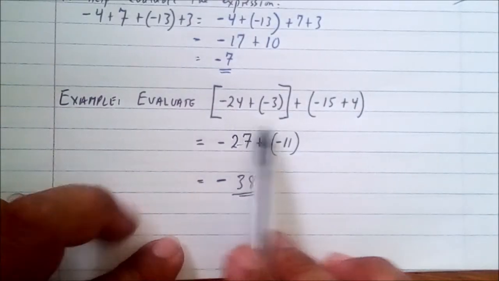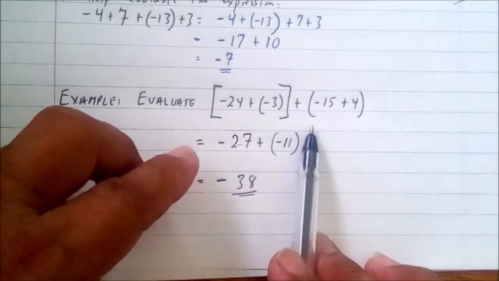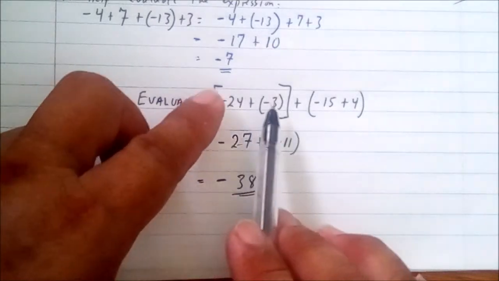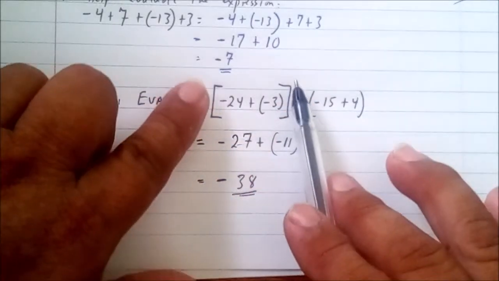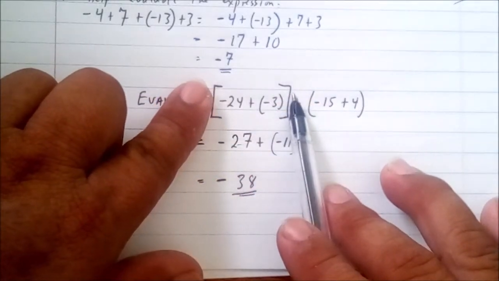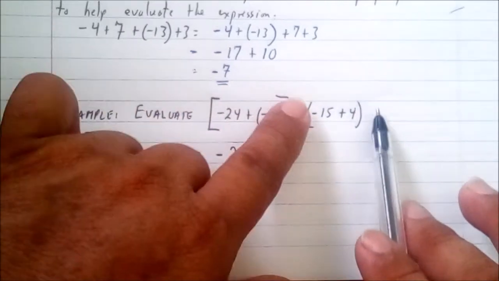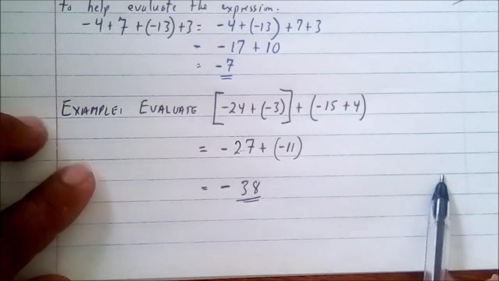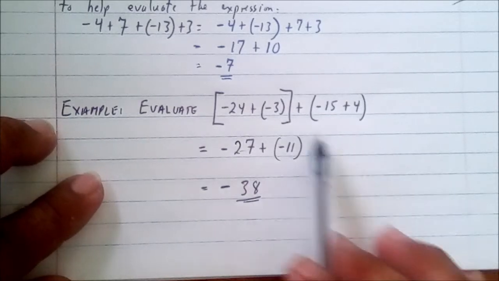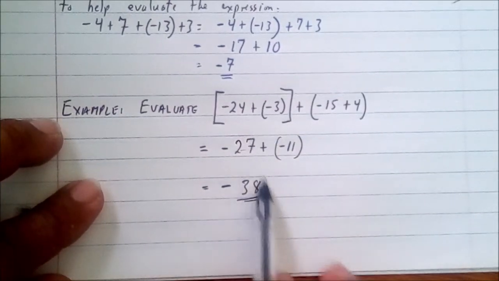So let me go over this one here. Add within each pair of grouping. This is a grouping, this is a grouping in this case. You can say it is the negatives within brackets, parentheses. Likewise here, we have two different signs, so we work with that piece there. And then we just do our calculations.